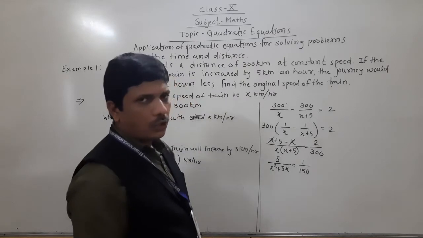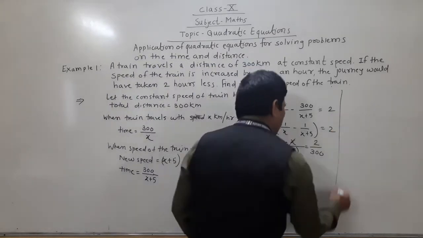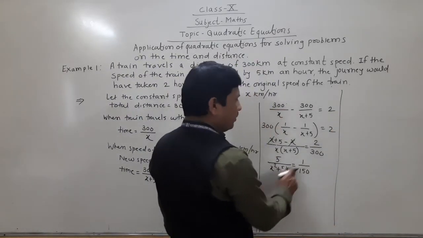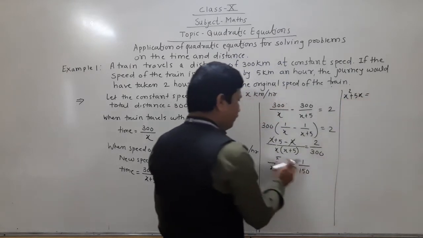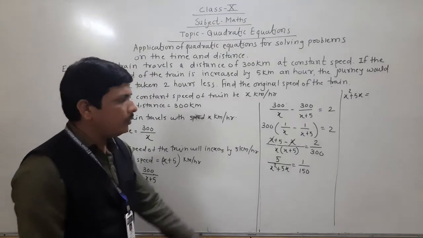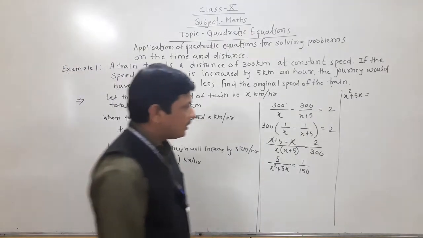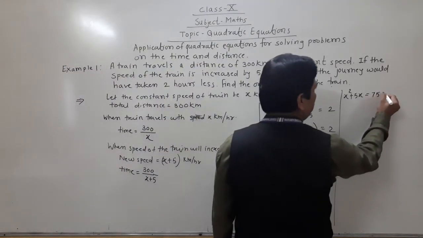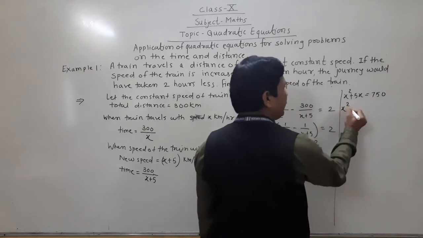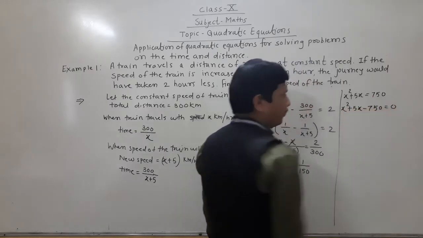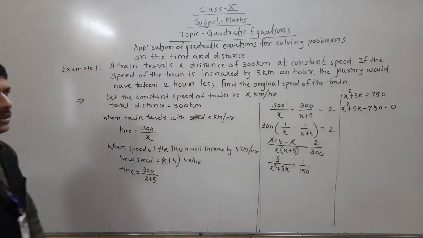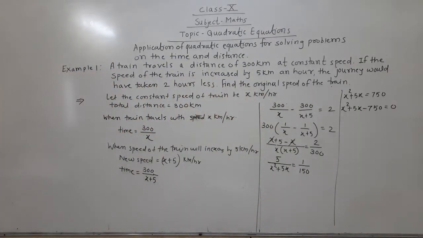Now we will do cross multiplication. So x square plus 5x into 1 is equal to 150 into 5. 150 into 5 will be 15 5s are 75, so 750. So finally we get x square plus 5x minus 750 is equal to 0.